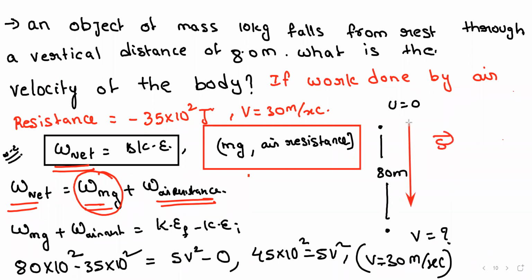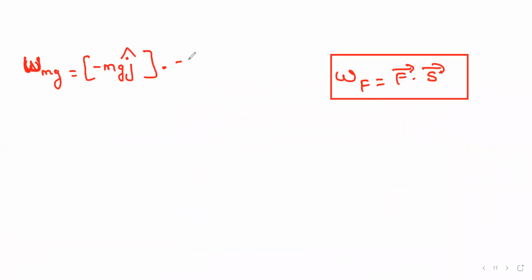So now what is displacement? See, the body is falling downwards. So the direction of the displacement is downward, so I'm writing minus j cap. Magnitude is 80, so minus 80 j cap. So substitute minus 80 j cap here. Is it clear?